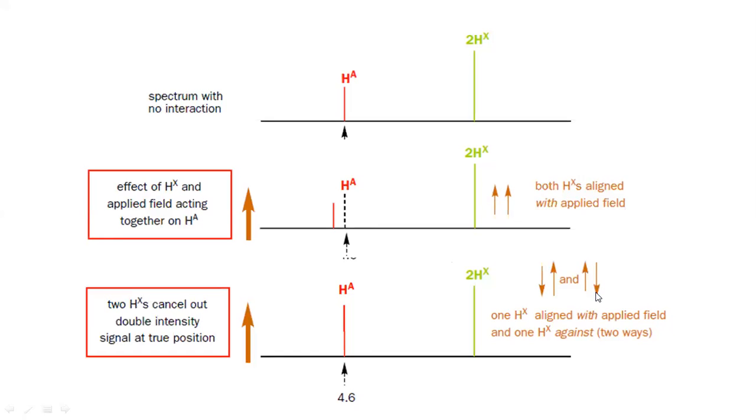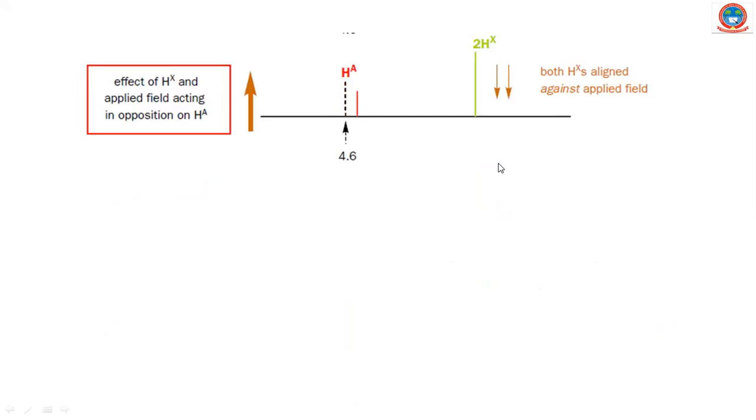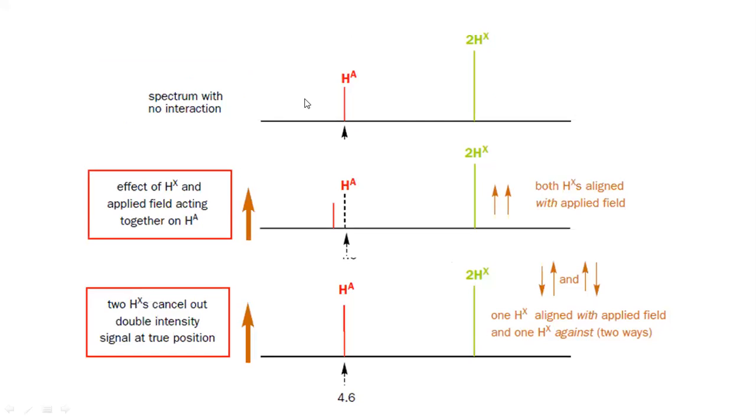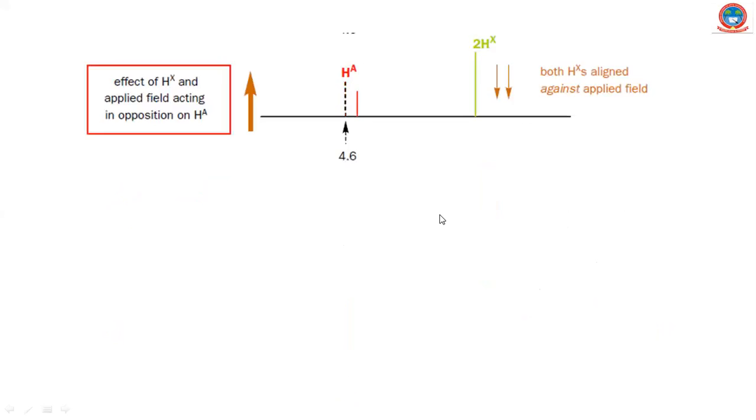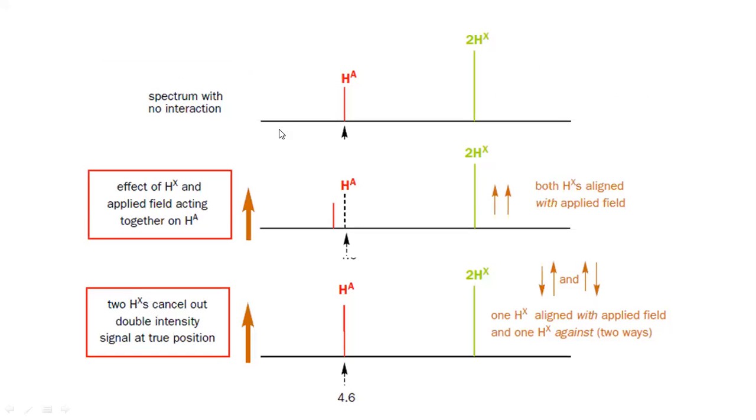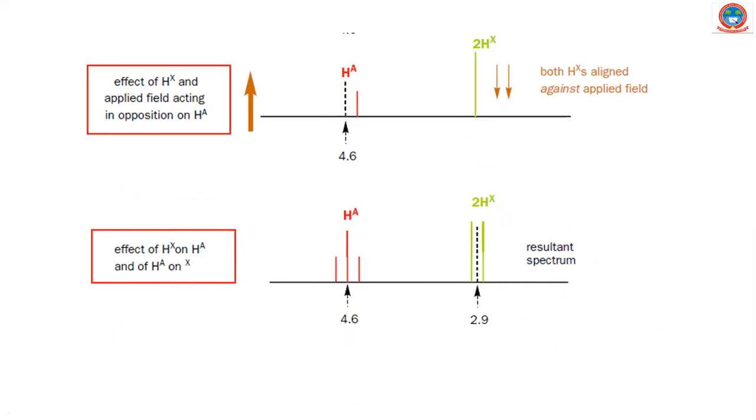What is the third case? Both are against. Both are opposing, you see, both are opposite. We can say the same 4.6 expected value, the original value will become less. You see here, as much as it was bigger when they were aligned, it will become that much smaller when opposing. And in the middle, what is the chance? These are the two chances, right? In the middle it will remain the same. Yes, this means the NMR we get will look like this.